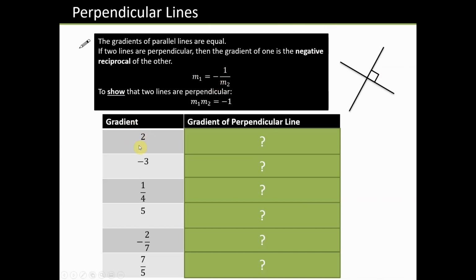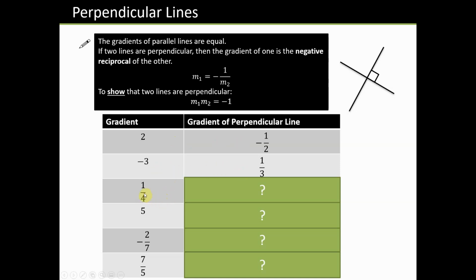So looking at this example, if the gradient's 2, the gradient of its perpendicular line is minus 1 over 2. If the gradient is minus 3, then the gradient of the perpendicular line would be positive 1 over 3. One must be negative, one must be positive. A good way to check if something is perpendicular is if you multiply the two gradients together, it should give you minus 1. You can see if you multiply these two together, it will give you minus 1.